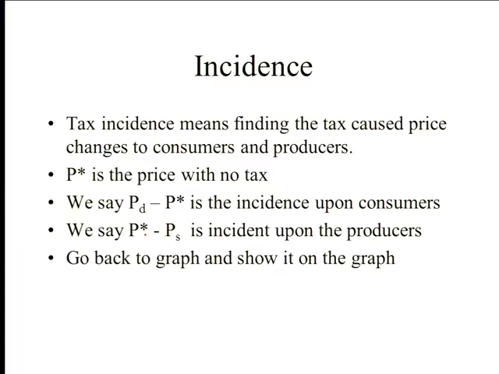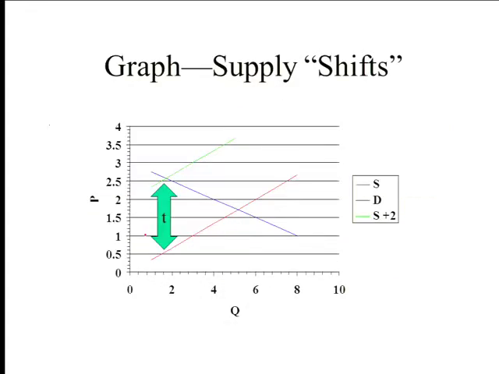So the question is, what is the tax incidence and what does it depend on? Well, first, remember, this is the no tax price. So what we're doing is we're comparing the price with no tax to the price that results with a tax. Let's just go back. So the no tax price is right around there, right?